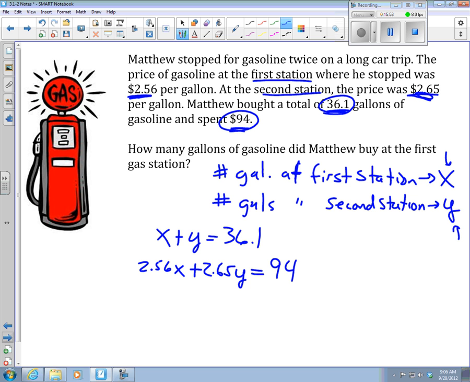Okay, so I'm going to let you guys solve this one. And here's the deal. At the first station, you should get roughly 18.54. And the second station, you should get 17.56. So I'll let you guys try that. You're going to use elimination. I'll give you a hint. Multiply this equation right here through by negative 2.56. Oh, well, you guys do it whichever way you want.